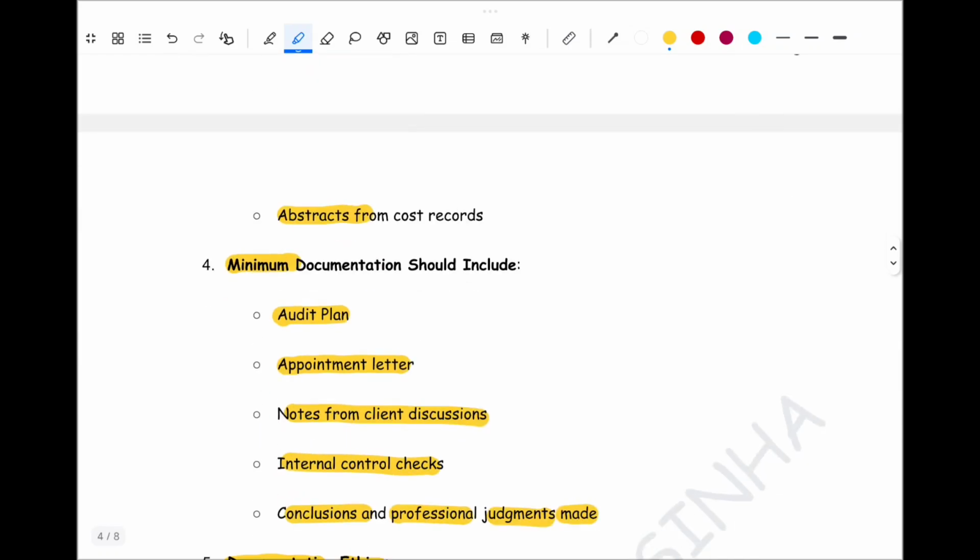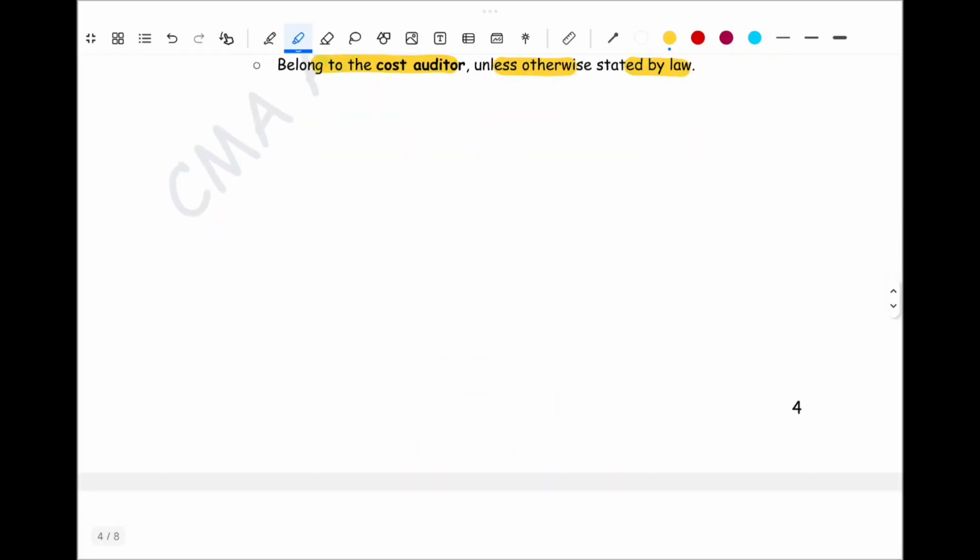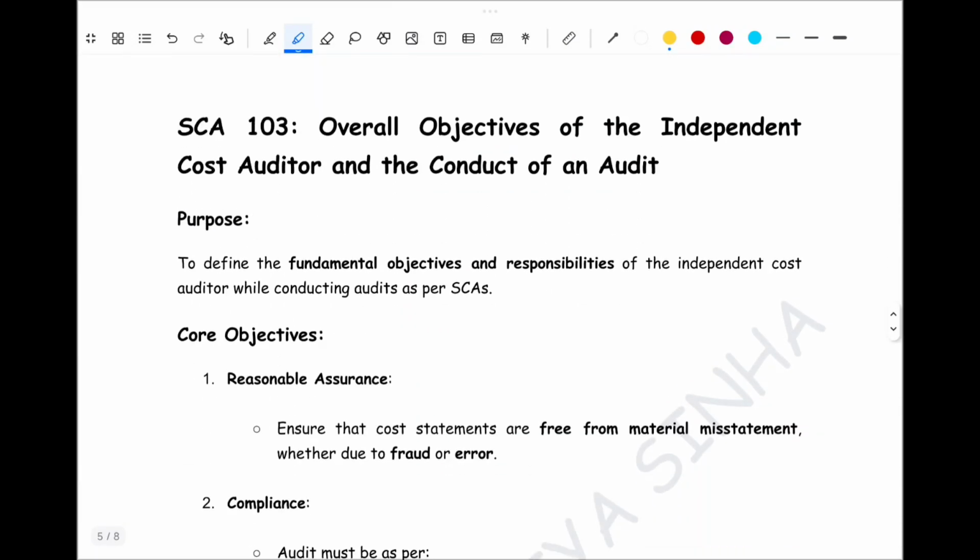I hope it is very clear to all of you. Next is Cost Auditing Standard 103, which deals with the overall objective of the independent cost auditor and the conduct of an audit. Now, what is the purpose of the same? We need to understand the fundamental objectives and responsibility of the independent cost auditor while conducting an audit as per the standards on cost auditing.